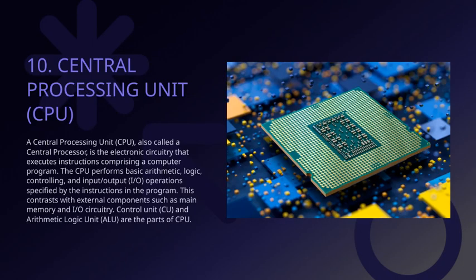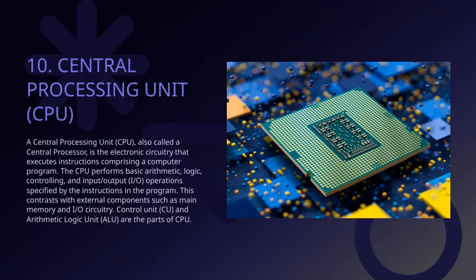The Central Processing Unit, or CPU, is essentially the brain of the computer. It's made up of electronic circuits that execute the instructions in a computer program. Think of it as the control center that makes everything work smoothly. The CPU handles the basic operations like arithmetic calculations, logical decisions, and controlling how data moves around. It also manages input and output operations, which means it communicates with other parts of the system to get data in and send results out.